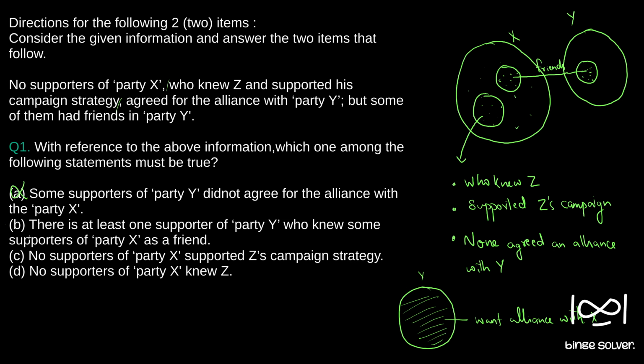Let's take the next option. There is at least one supporter of party Y who knew some supporters of party X as a friend. As you can see, that is true. We already know that some supporters of X have friends in party Y. That means the reverse scenario, that some supporters of party Y have friends in party X. There should be at least one such case. So option B, there is at least one supporter of party Y who knew some supporters of party X as a friend, is true.